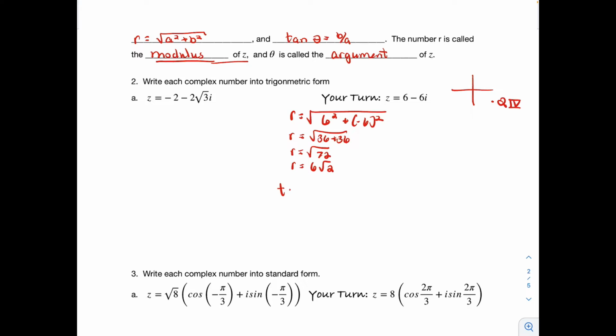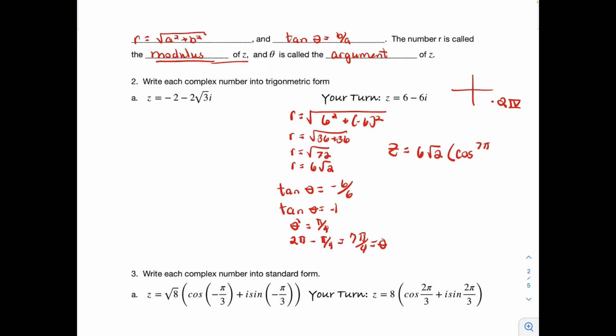Okay, so I need to find my argument. So tangent of theta is equal to negative 6 over 6, or tangent of theta is equal to negative 1. So the angle whose tangent is negative 1 will give us pi over 4, actually negative pi over 4. But 2 pi minus pi over 4, for quadrant 4, that'd be 7 pi over 4. So therefore, z is equal to 6 the square root of 2 times the cosine of 7 pi over 4 plus i sine of 7 pi over 4. And you successfully converted this complex number into trigonometric form.